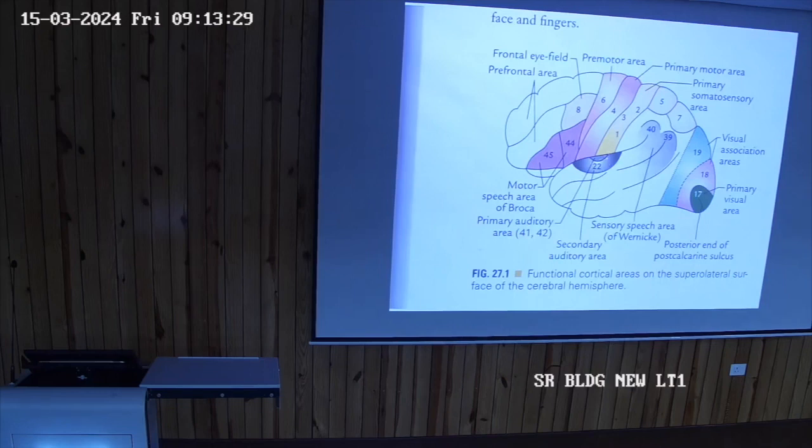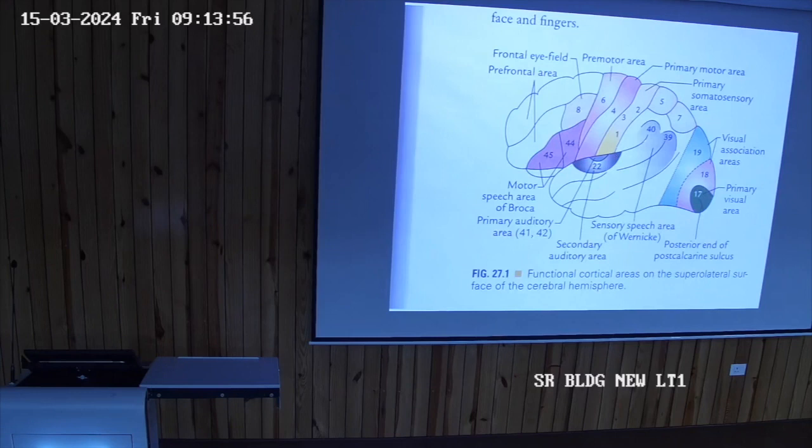Here the diagram is not showing. There is present the area number 43, that is taste sensation, that I will talk about. And lower down, you are seeing here, there is the area number 41 and 42, auditory area, primary auditory area. And below this primary auditory area, there is the area number 22.